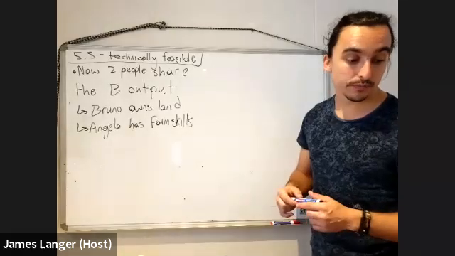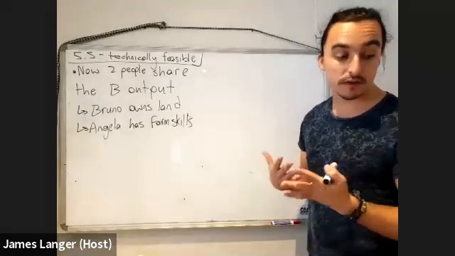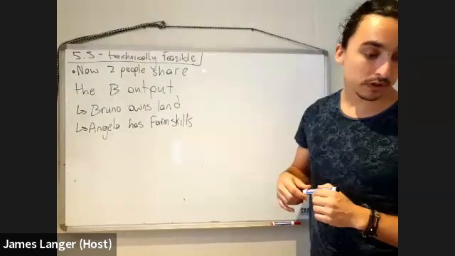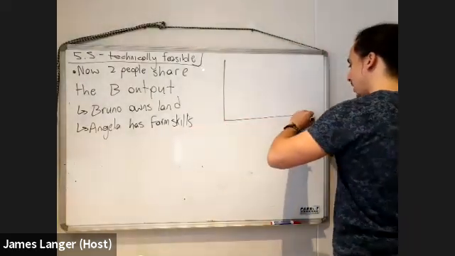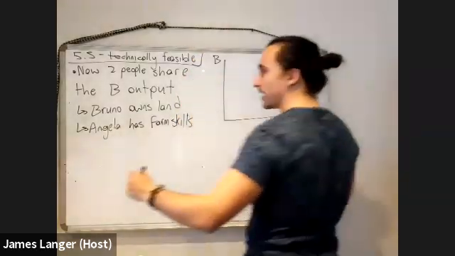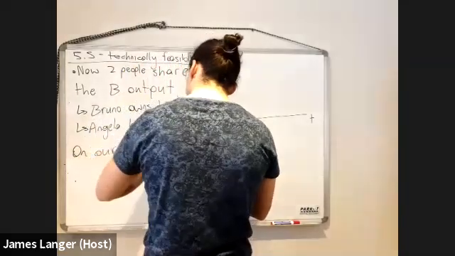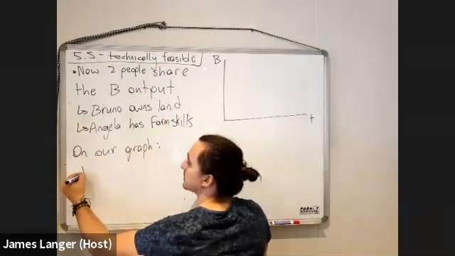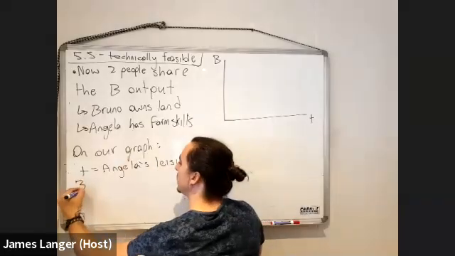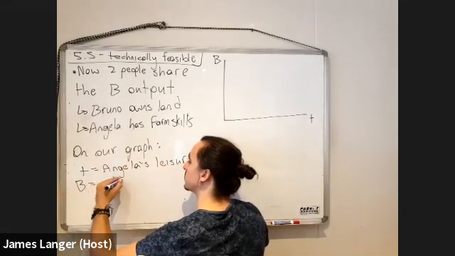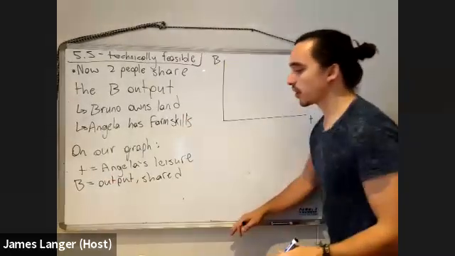So we're going to look now at what is simply technically feasible for them to share. Just starting off with the actual graph, let's start by drawing the graph. We've got T, and we've got B. On our graph, T is equal to Angela's leisure, and B is equal to output, and that's going to be shared. So it's the total output, and then we're going to work out how much of it is shared.